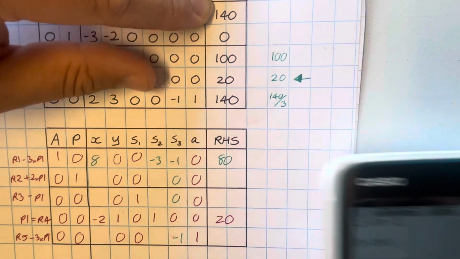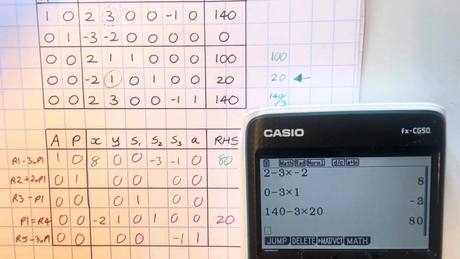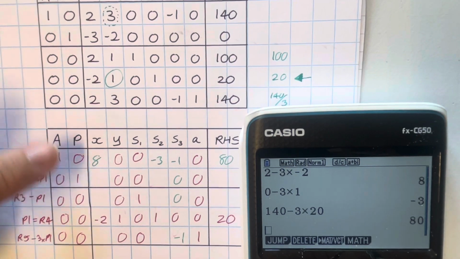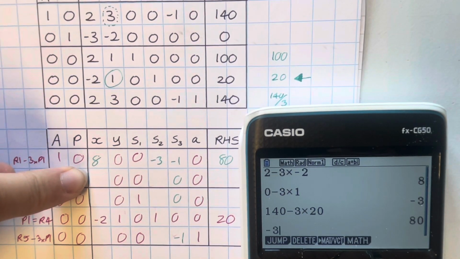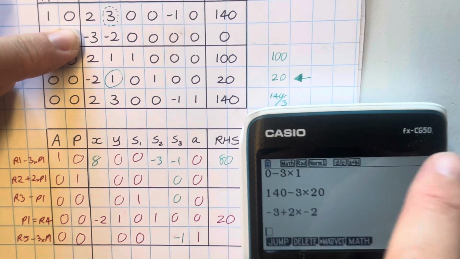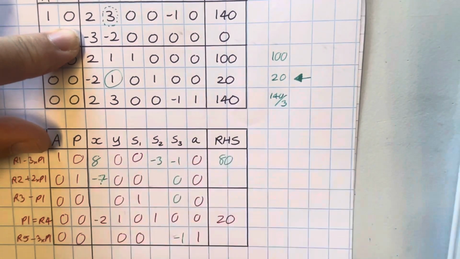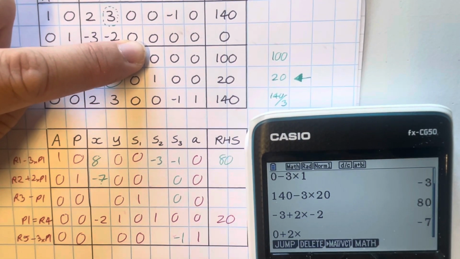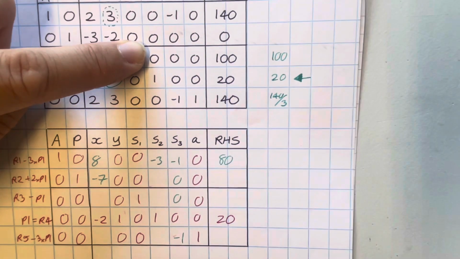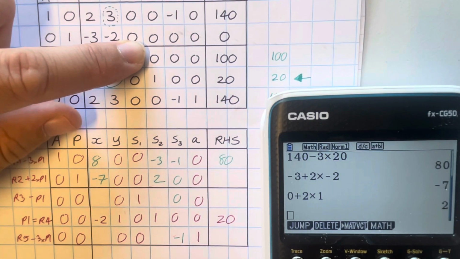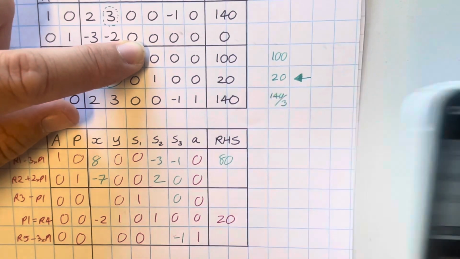Okay, and just carry on. This is exactly the same process as regular simplex. We're just adding and subtracting multiples of other rows. So this one here, we're going to have -3. We're going to plus 2 times the pivot row, which is -2, so that's a -7. Then we're going to have a 0 plus 2 times the pivot row, which is 1, which is just the number 2. Oops, sorry, no, we're going to have 0 plus 2 times the pivot, which is 20. So that's the number 40.